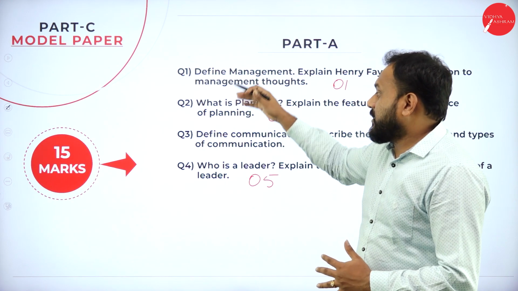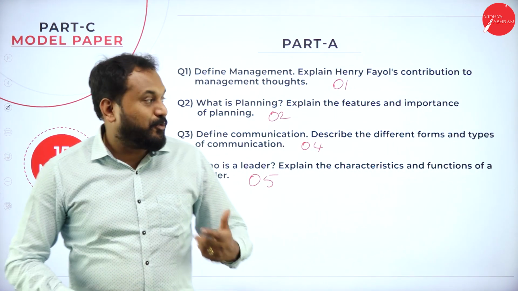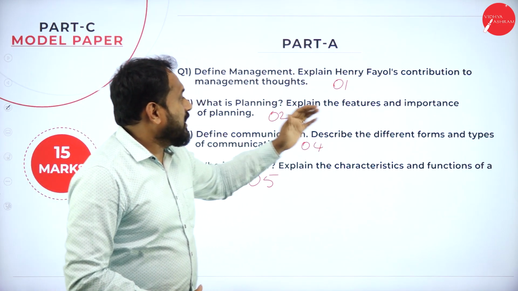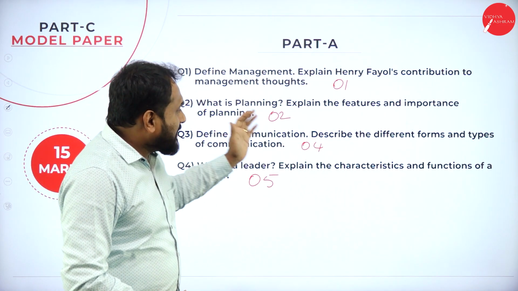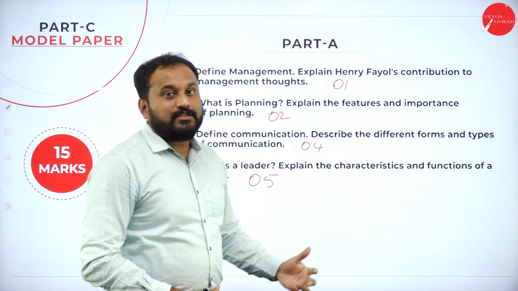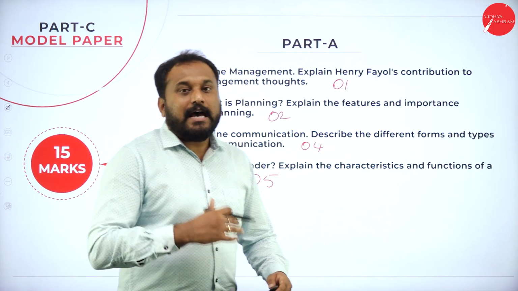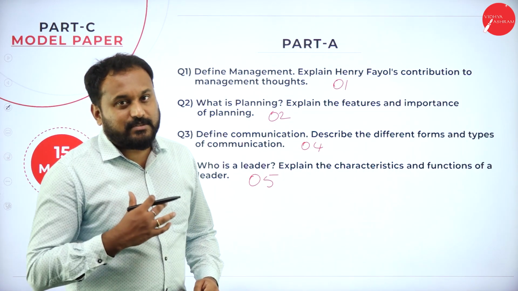That is, define what, define who, all these are the sub points. Then the real question is: explain Henry Fayol, explain the features, describe the difference, explain the characteristics. So these are the questions which you are supposed to aim at. Now I'll tell you how to actually answer these 15 marks questions, students.